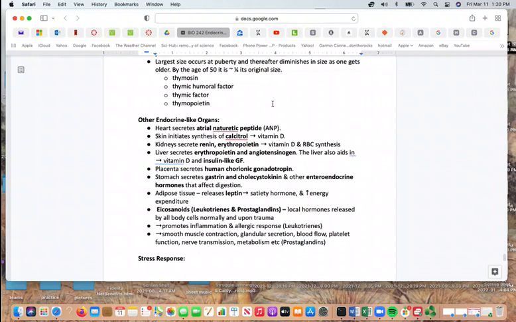The eicosanoids, so leukotrienes and prostaglandins, are local hormones that are released by all body cells, and they're released upon trauma. So they will promote inflammation. They also will increase allergic responses with the leukotrienes. Smooth muscle contraction, glandular secretion, blood flow, platelet function, nerve transmission, and metabolism are all influenced by prostaglandins.